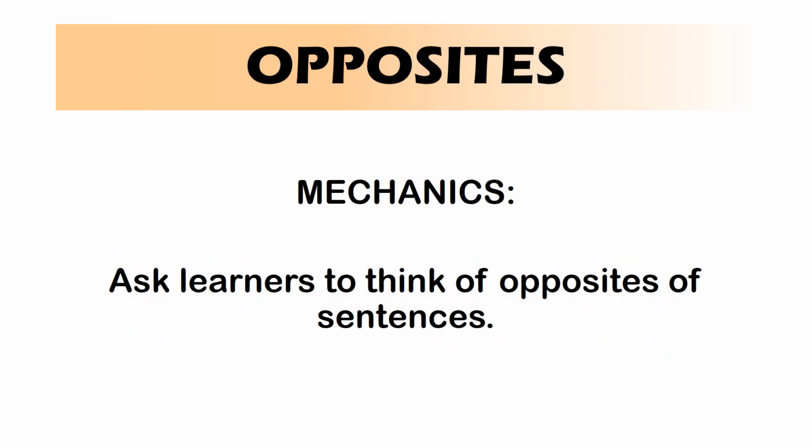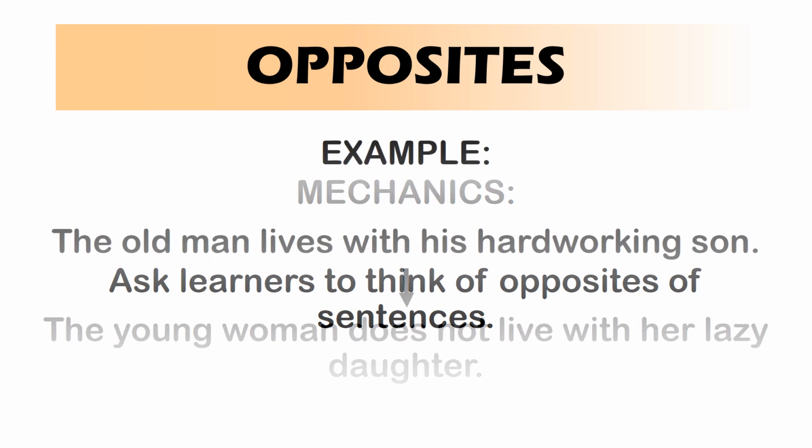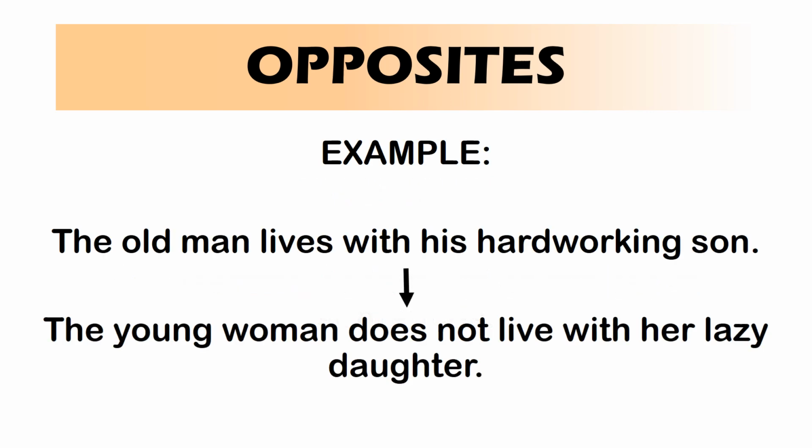Next game is called Opposites. For the mechanics, you can ask learners to think of opposites of sentences. Now you can modify this one wherein you can ask them to think of opposites of adjectives or phrases. If they're hard up with sentences, you can start with the easy ones. For example, the sentence is, the old man lives with his hard-working son. And then the student replies, the young woman does not live with her lazy daughter.